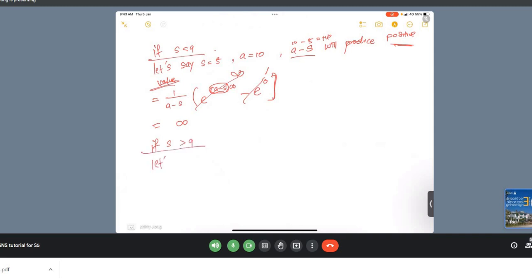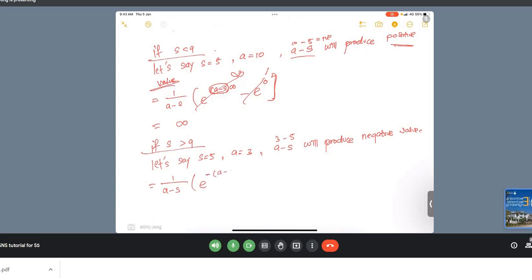Okay, let's say s is equal to 5, a is equal to 3. So a minus s will produce positive or negative? Negative. A is 3, s is 5. So you will get negative value. So this is 1 over a minus s. Negative value means that you have the negative here, a minus s.